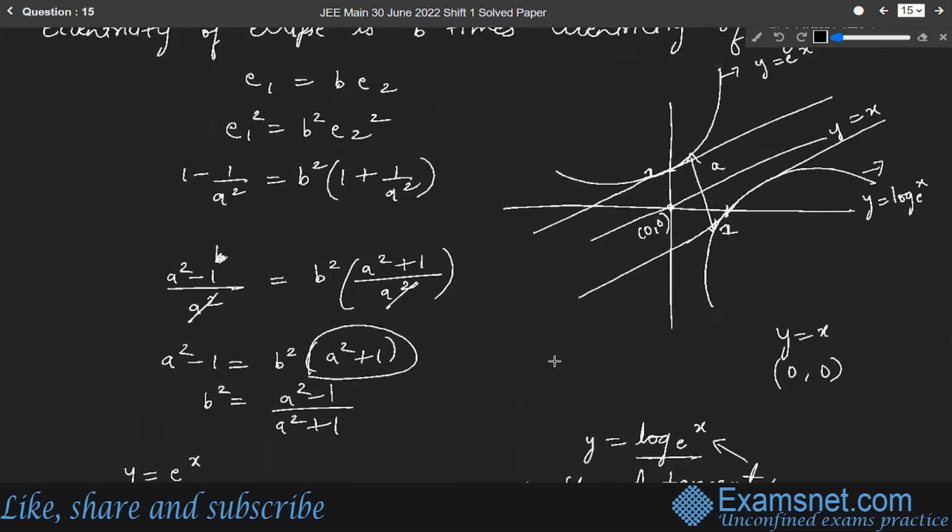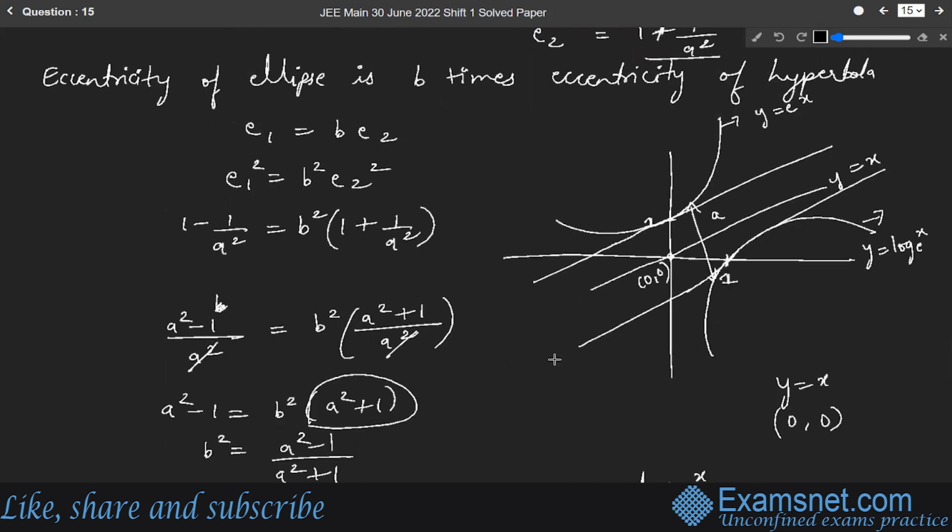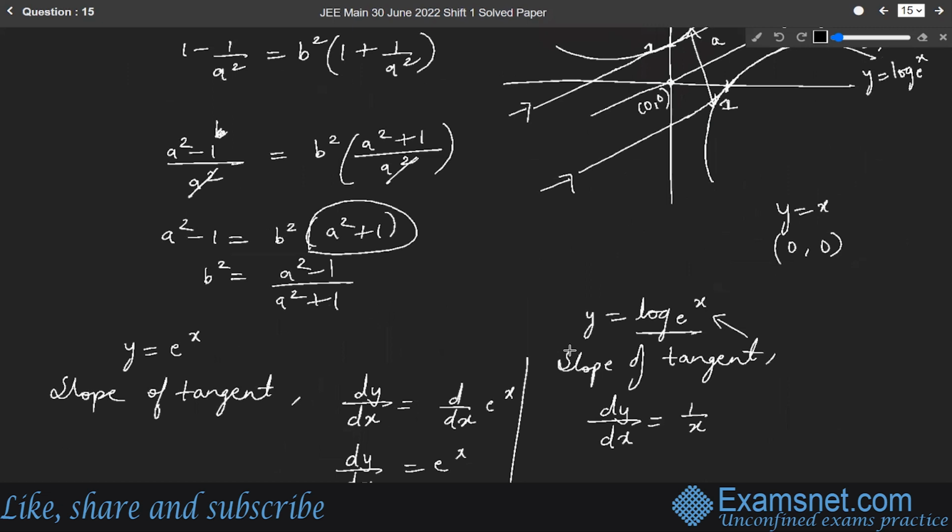Now we have to notice one more thing, that here in this given diagram, both the tangents, see this is tangent 1 for the first curve, this is tangent 2 for the second curve. Both the tangents are parallel to the line y is equal to x, right? And if both the tangents are parallel to the line, then for the minimum distance condition, the slope of the line will be equal to the slope of both the tangents. Okay. So what is the slope of both the tangents?